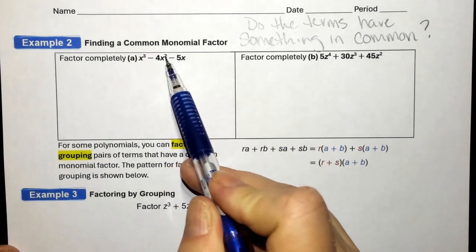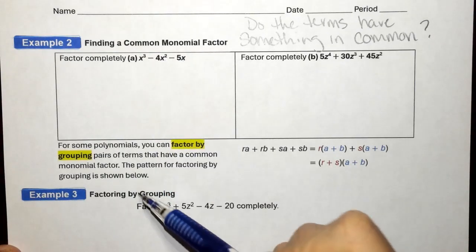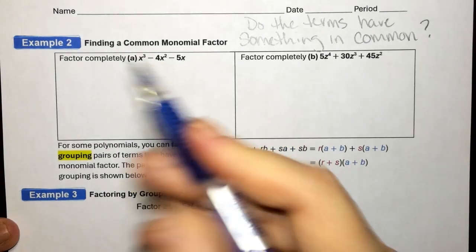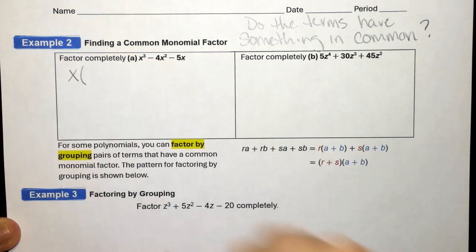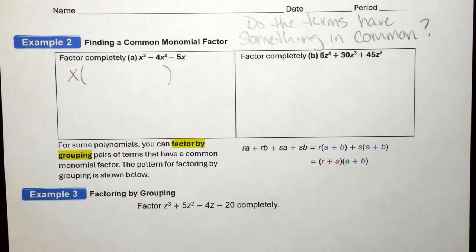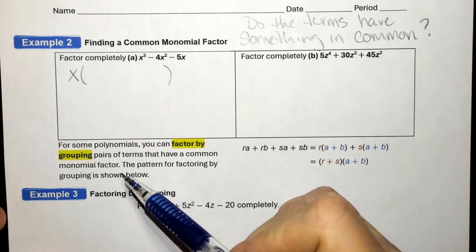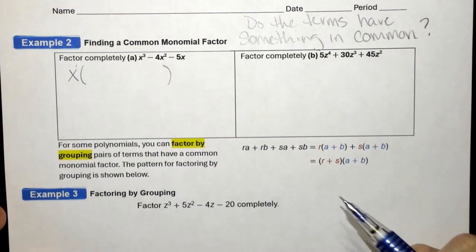All right, so for example, looking at A, I notice every single one of them has an x in common. Their coefficients aren't in common, but they do have an x. So I'm going to start there. Start by factoring out an x. You can think about factoring out an x as dividing. If you remember your exponent rules from dividing, you just subtract your exponent. So there's technically 1 there.